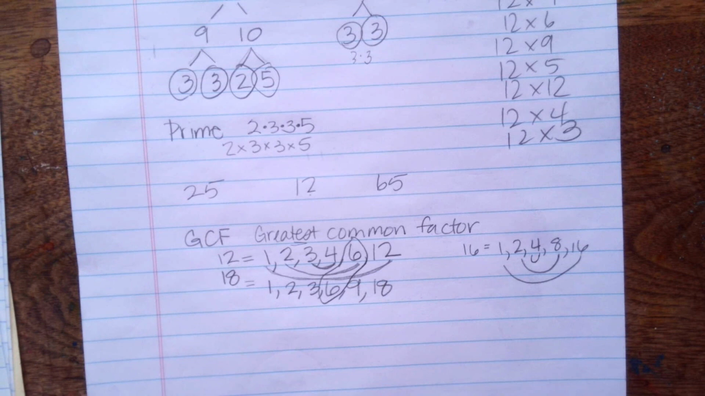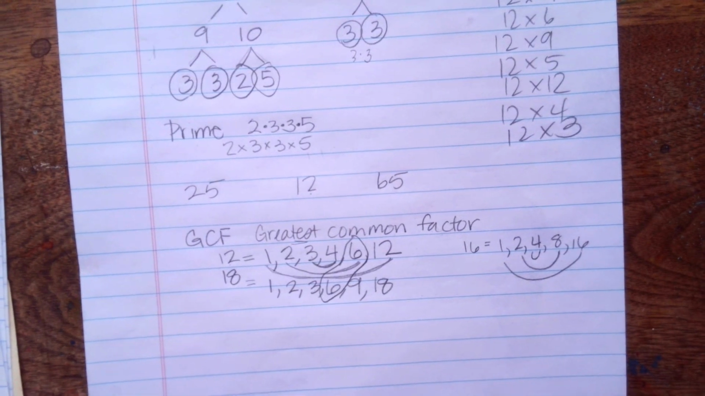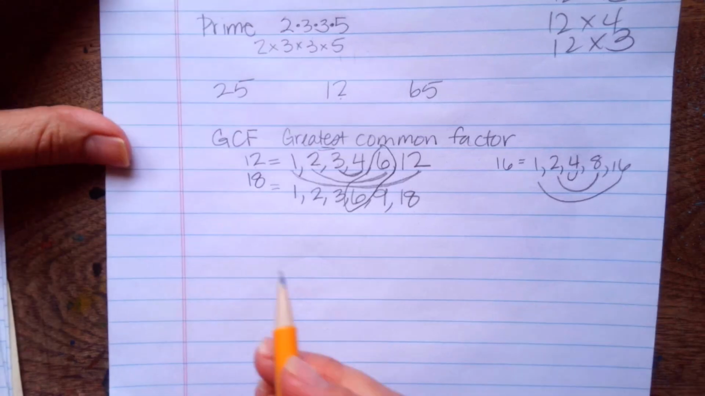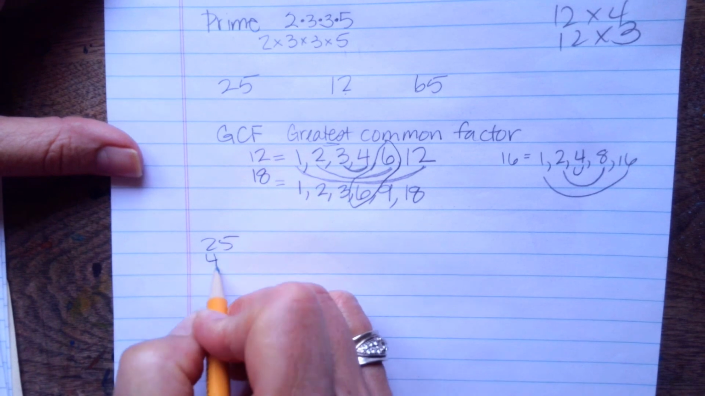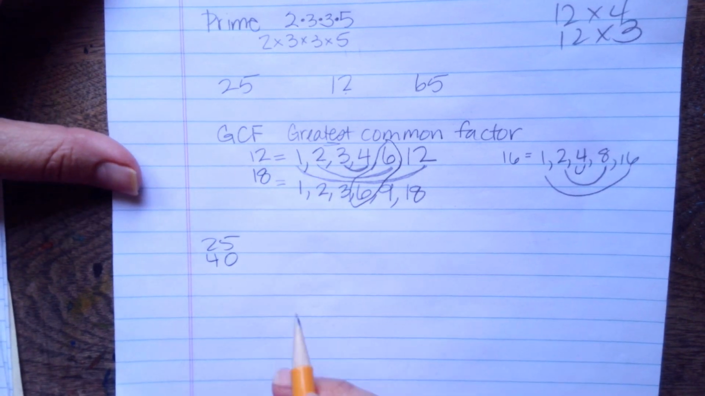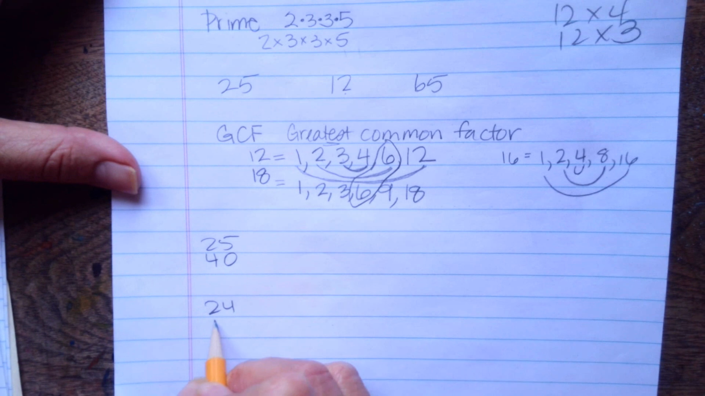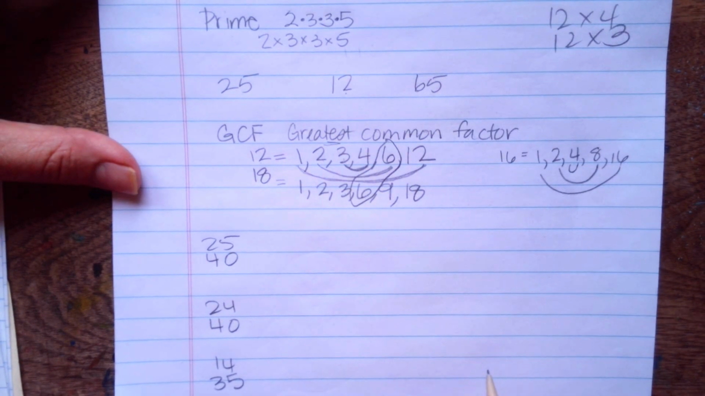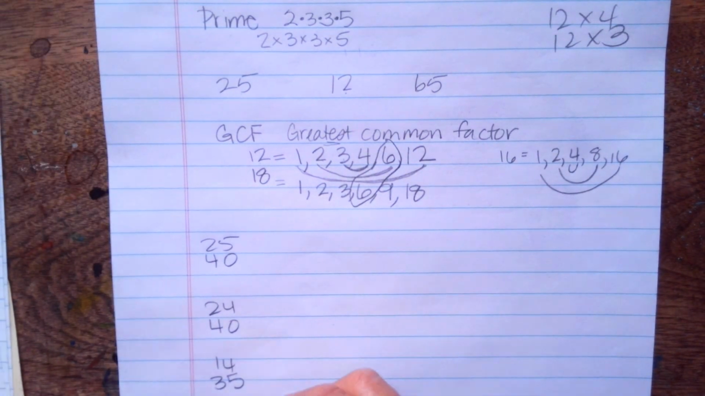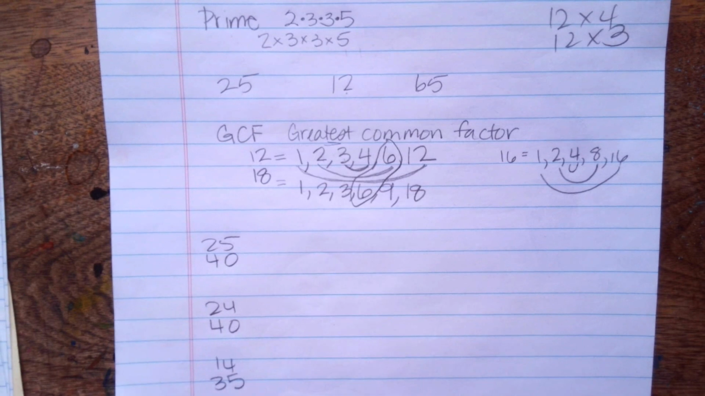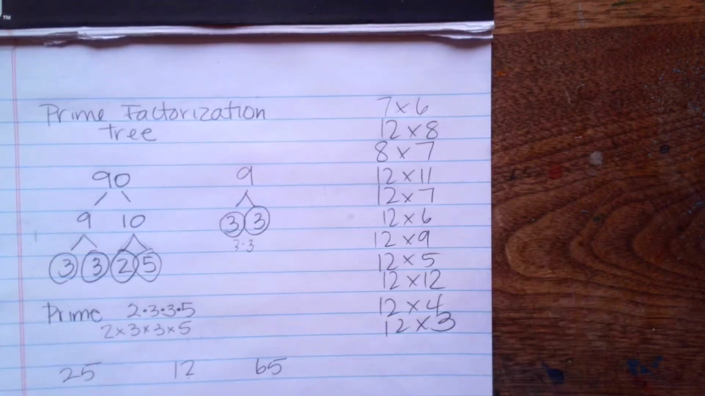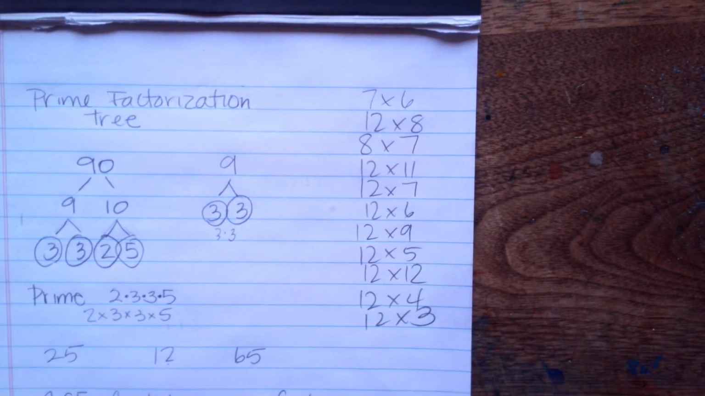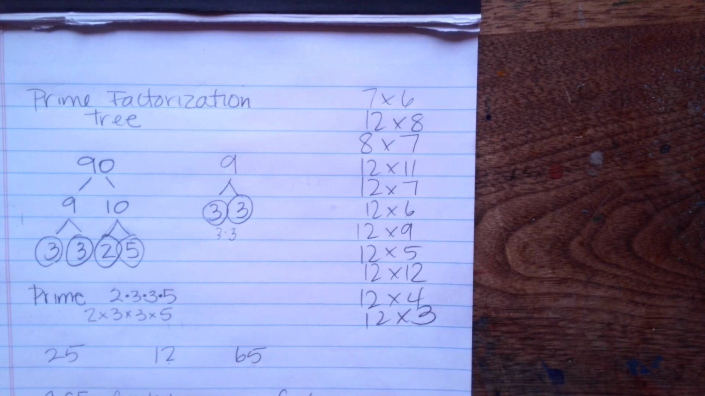Okay. So for homework, you're going to do the greatest common factors of 25 and 40. You're going to do 24 and 40, 14 and 35, and 4 and 12. And then we're going to practice our... 14, 35, and what? You'll see it on the video. And then practice your multiplication facts.